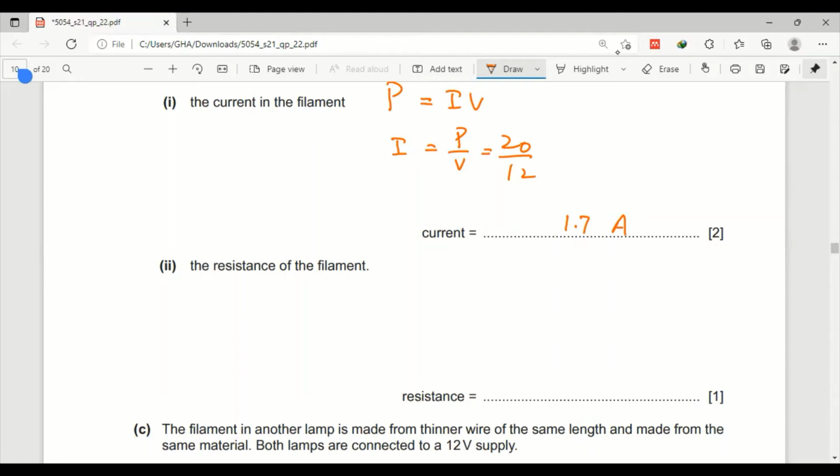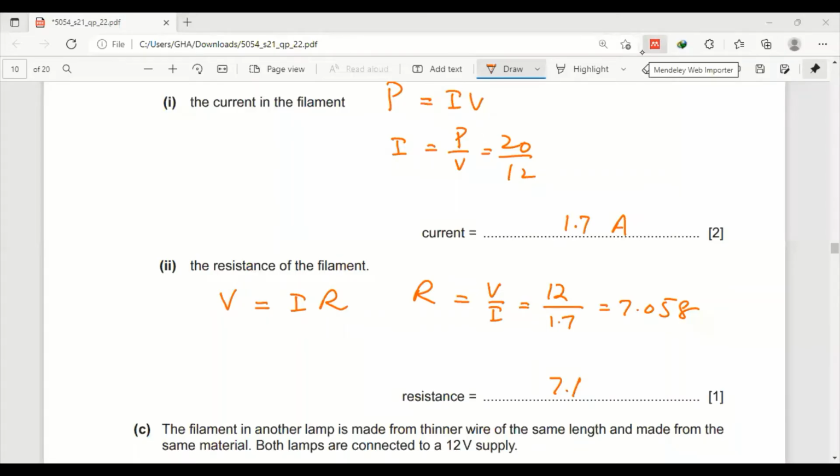Next, the resistance of the filament. According to Ohm's law, V is equal to IR. R is equal to V over I. And voltage V is 12. Current is calculated 1.7. And after calculation, the answer is coming 7.058. So we'll write 7.1 and the unit ohm.